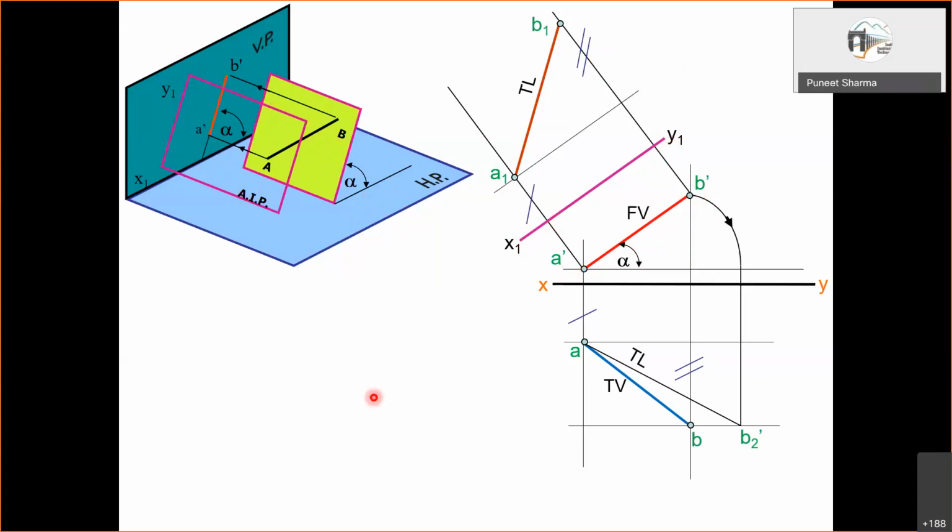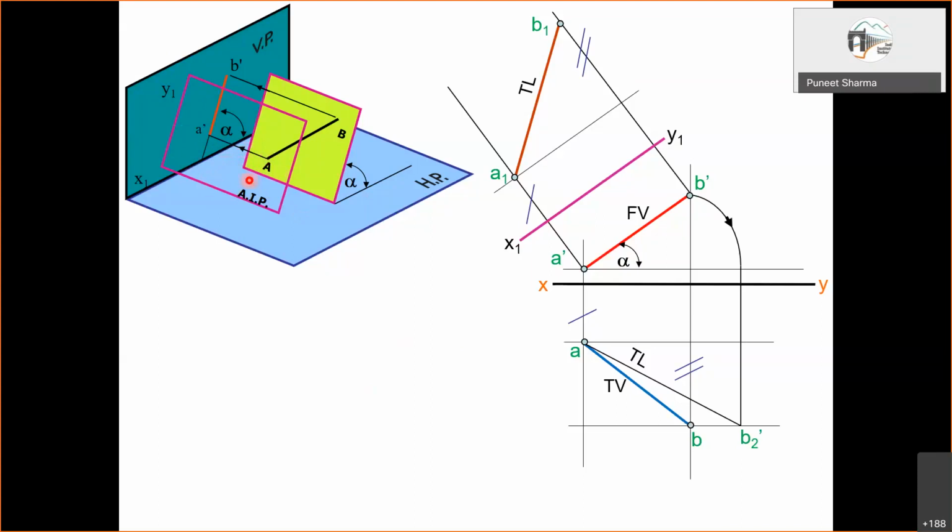Sir, how do we locate the A1, B1 line above the X1, Y1 line? Please explain. Let me repeat again. What we are making use of is the fact that this distance, how much away this capital A is from the vertical plane, is visible to us in the top view, which we obtain on the horizontal plane, and also if we obtain the same top view on this auxiliary inclined plane.